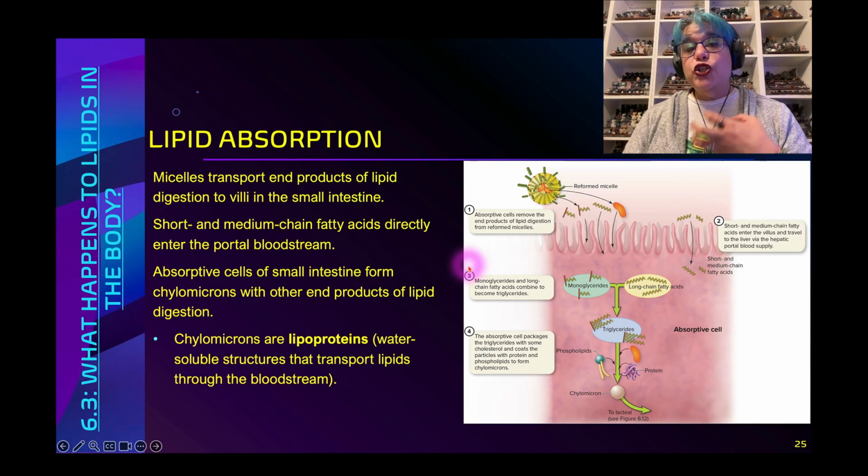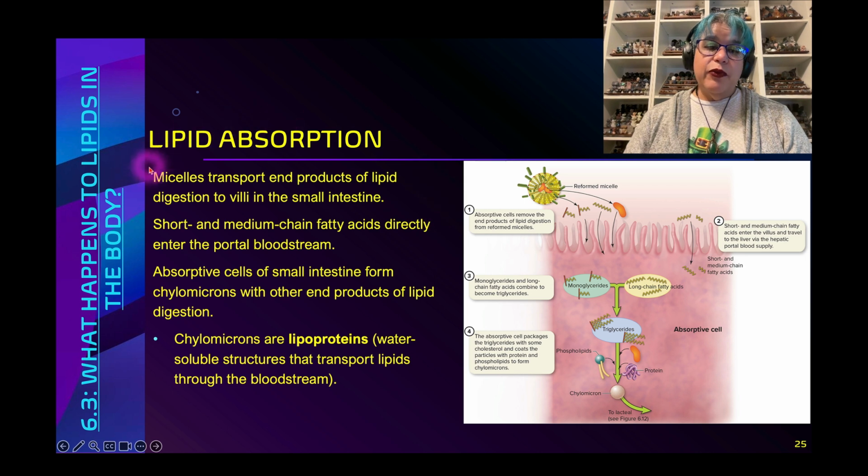So when it comes to lipids being absorbed, the micelles actually transport the end products of lipid digestion to the villi, to the little fingers in the small intestine. So here is an absorptive cell. It's one cell. And I am going to take this to this cell, okay? The short and medium chain fatty acids will directly enter the portal bloodstream. They just go past and go into my bloodstream.